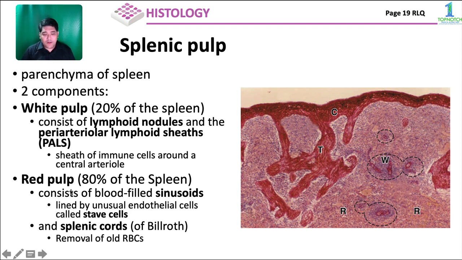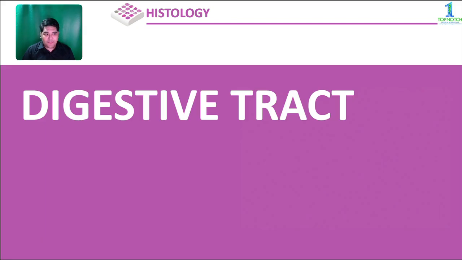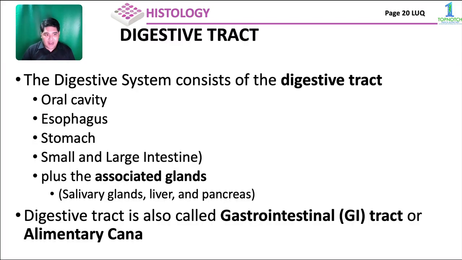Now, your red pulp also consists of your blood-filled sinusoids, and these sinusoids are lined by your endothelial cells called stave cells. Baka lang din matanong kung saan makikita ang stave cells. It's in your splenic pulp, specifically in your red pulp. Pulsed white pulp, splenic cords of Billroth to red pulp. That is your spleen. Let's go to your digestive tract.